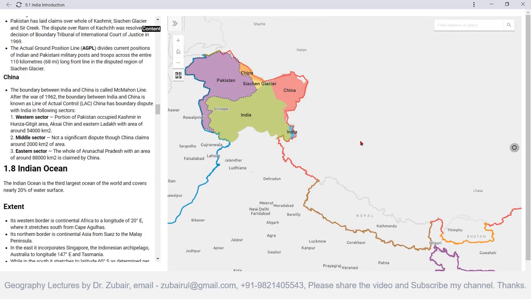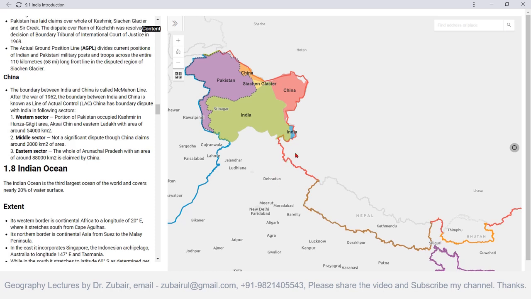Dispute with China can be understood in 3 sectors. Western sector is here, and middle sector is this, and the eastern sector is here, Arunachal Pradesh. In the western sector, there are 3 areas of dispute. One is this, which you can see the top of the Siachen Glacier. Then this is Aksai Chin area, and there is some Ladakh area here. So these are the 3 disputed areas.